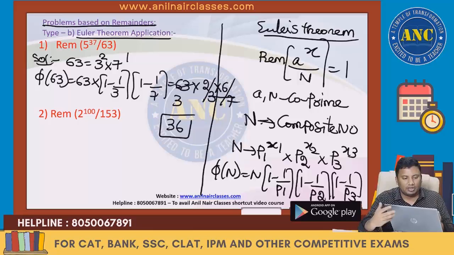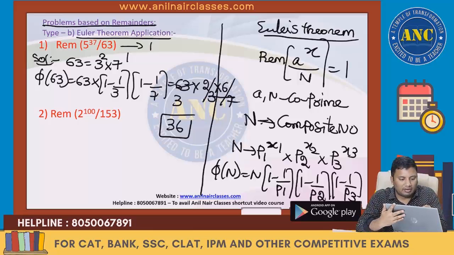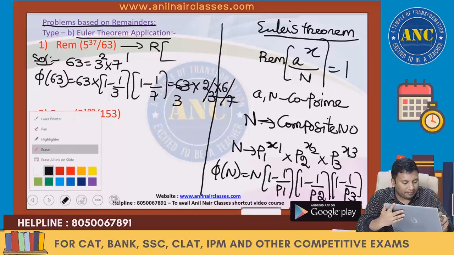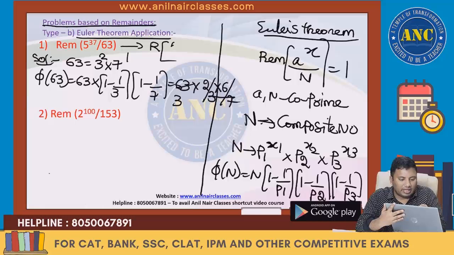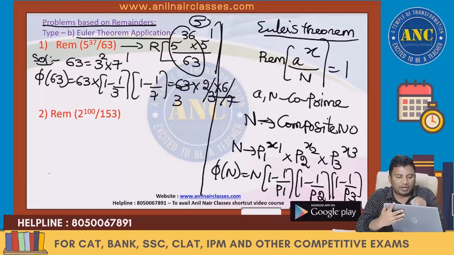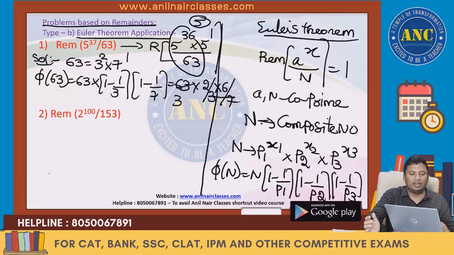First one, this is nothing but 5 power 36 into 5 power 1 divided by 63. 5 power 36 by 63 is 1. So the answer for the first question is 5.